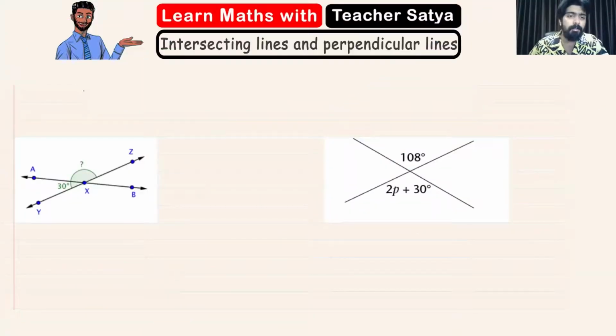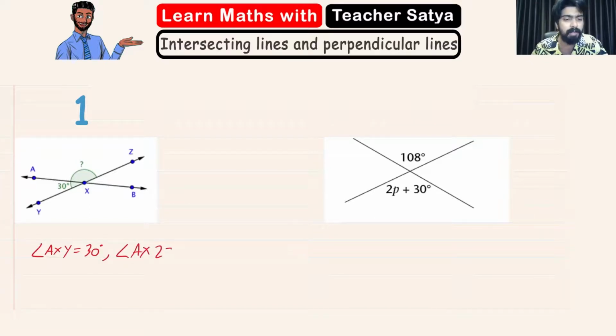So, guys, if you take a look at question number 1, we know that angle AXY is equal to 30 degrees, and they want us to find angle AXZ. So angle AXZ is the question mark. And if you take a look at this, YZ is a straight line. So what that means is that these two angles will add up to 180 degrees, right guys? So let me write it down here.